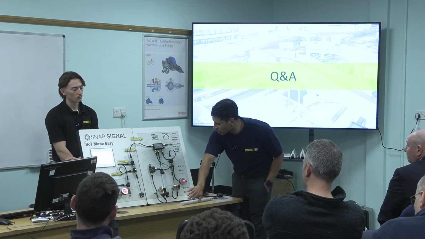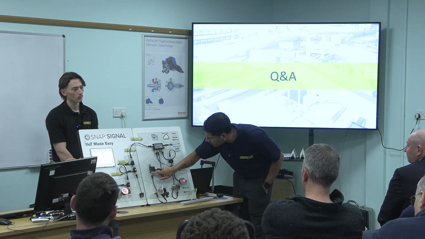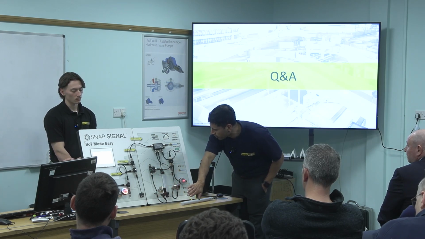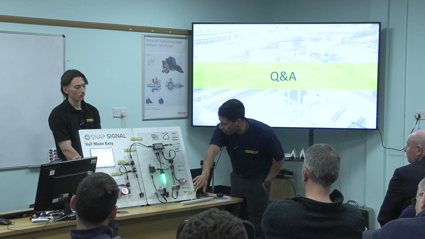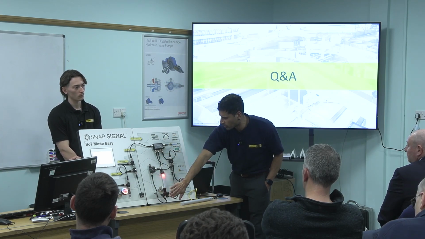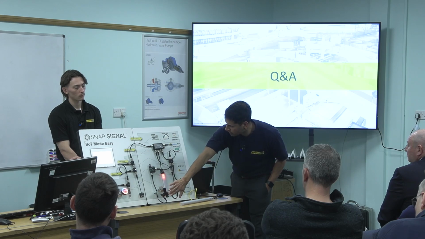This one, that's actually using an analog signal. Is it analog? IO-Link, sorry. IO-Link to Modbus. So we're just taking the IO-Link signal, converting it to Modbus, and then you've got that tank level.